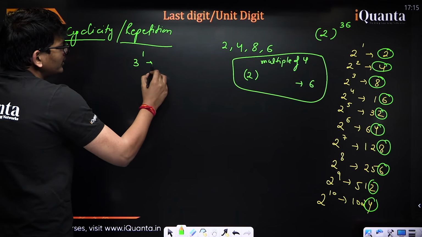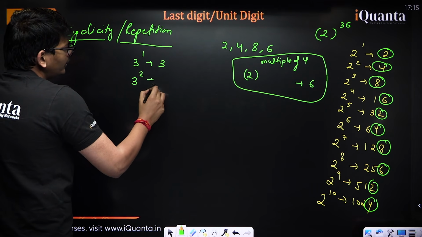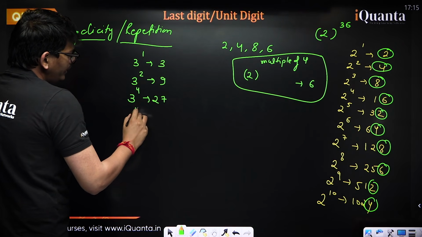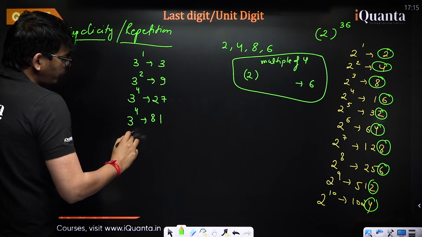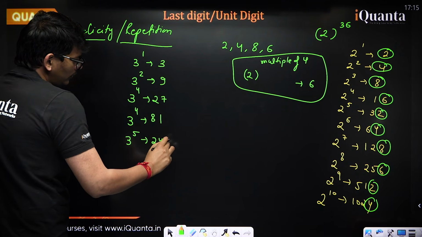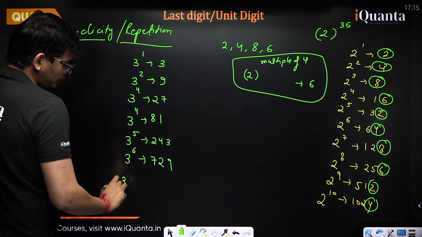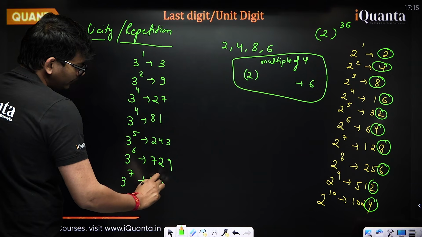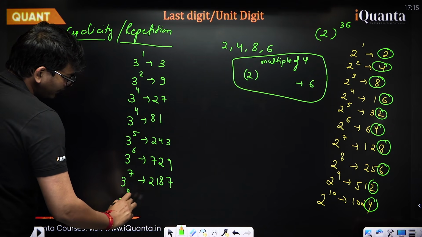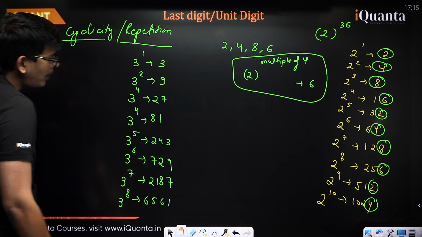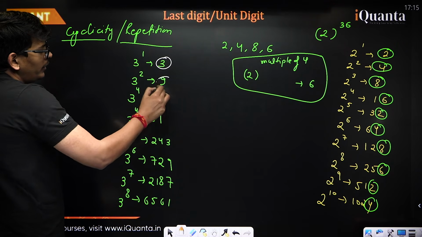3 raised to the power 1 is 3. 3 square is 9. 27. 81. 243. 729. 2187. 6561. I think that would be sufficient to find out the pattern. The pattern is 3, 9, 7, 1.